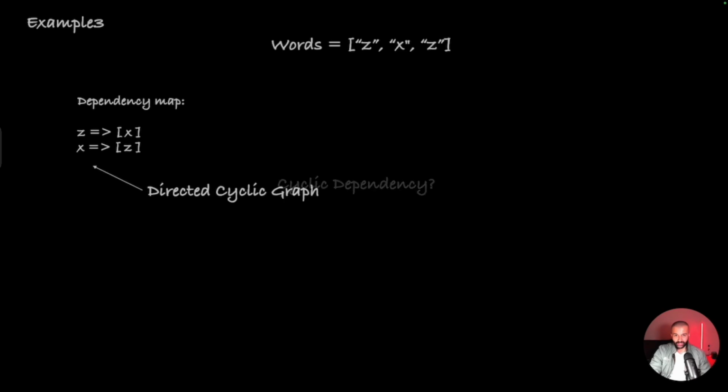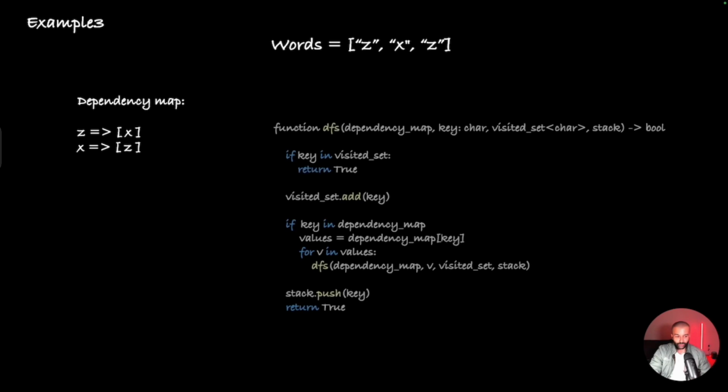Cyclic dependencies. This is the last thing we need to worry about. This brings us to example 3, which gives us an example of a contradiction. So if you look at this closely, basically we're saying Z comes before X, but X comes before Z, which doesn't make any sense. And topological sort is not going to work on these examples. We need to somehow find out about these cycles.